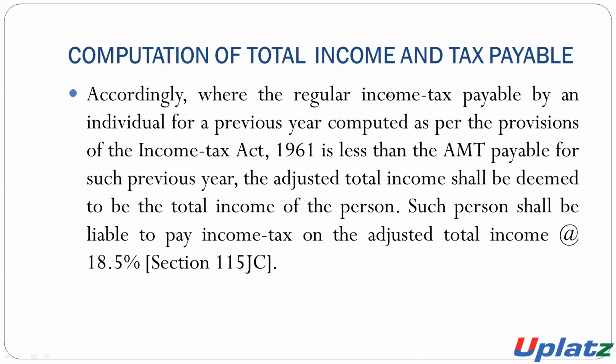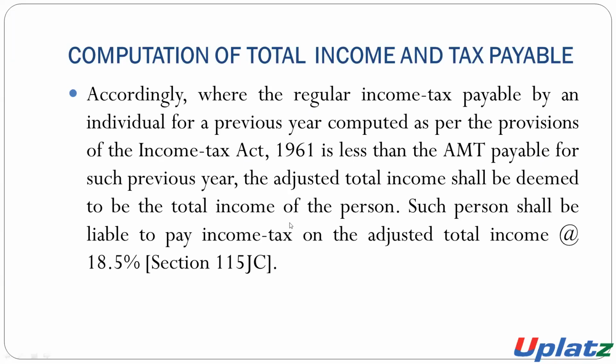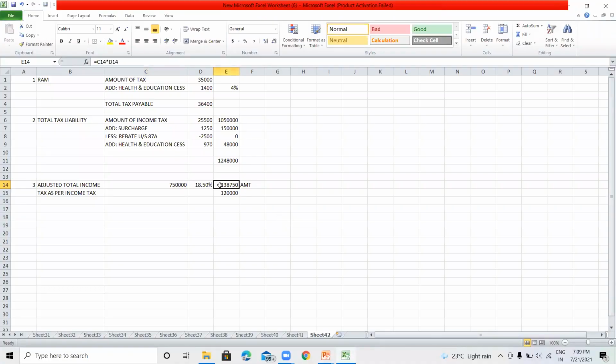That means if the income tax payable by the individual for the previous year, computed as per the provisions of the Income Tax Act 1961, is less than the AMT, then the adjusted total income, such adjusted total income of 7,50,000, will be considered the total income of the assessee, and such person shall be liable to pay tax at the rate of 18.5% under section 115JC. That means the amount of tax required to be paid by the assessee is 1,38,750 rupees, payable to the government as tax.